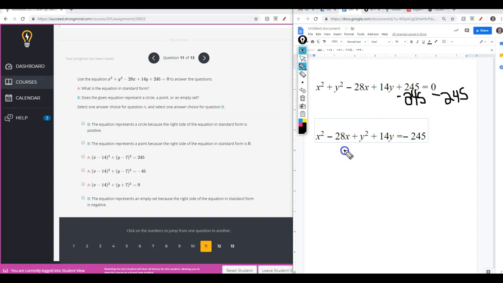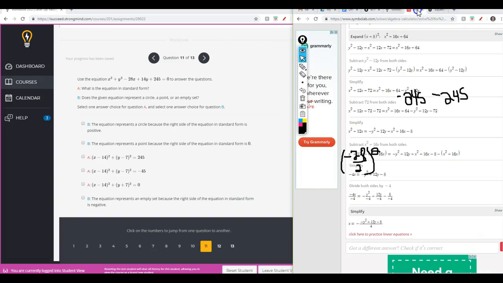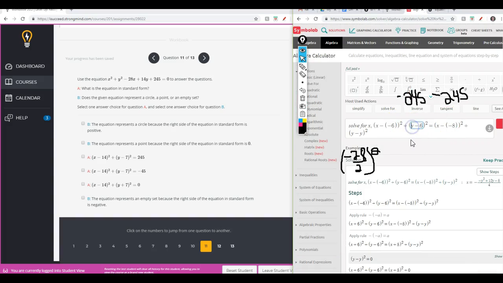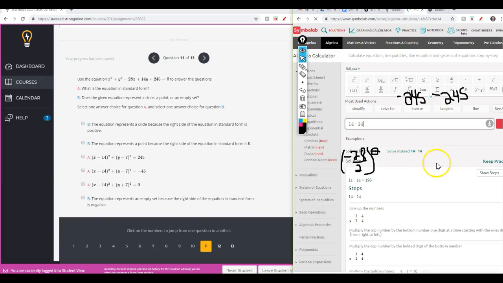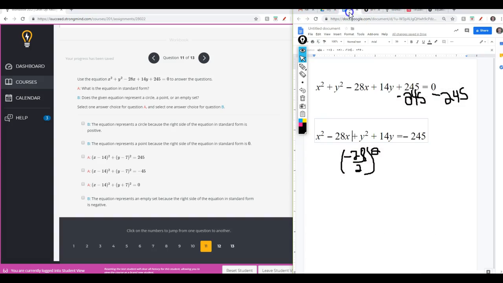Because to complete the square, we're going to add our b halves, so negative 28 halves, and square it. 28 halves is 14. Now, off the top of my head, I do not know what 14 squared is. So I'm going to just type it in. 14 times 14 is also 14 squared. It's 196. So we are adding 196 to that, and we would add it to this side as well to keep it balanced.